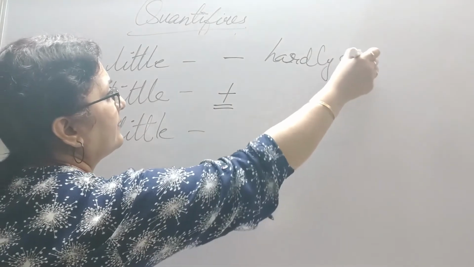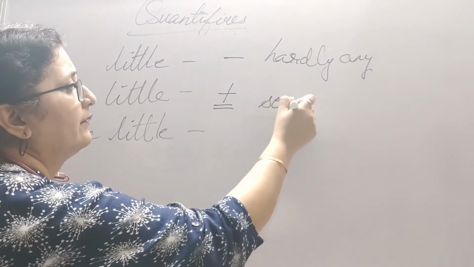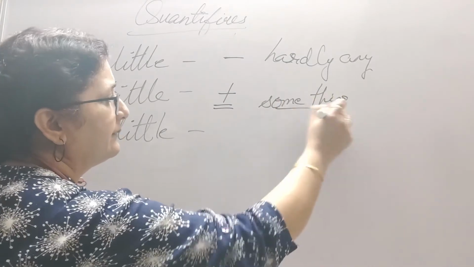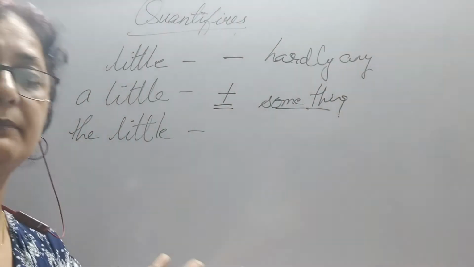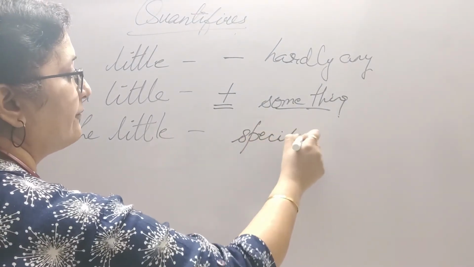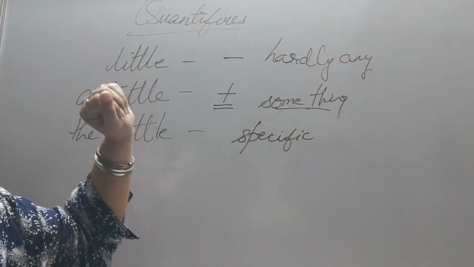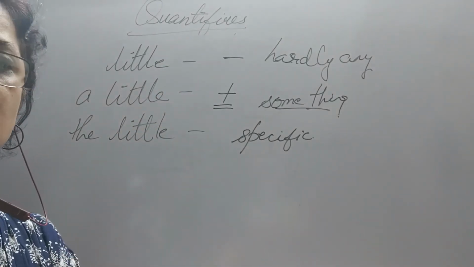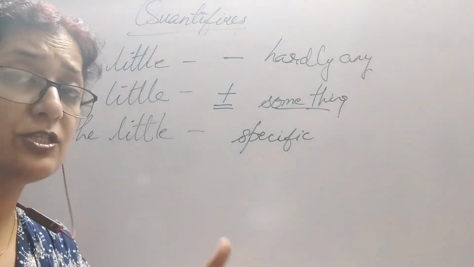There's hardly anything there. Then here being a little, that means there is something there. Some little thing is mentioned. Something is there. And the little, when we are talking about something specific which is already there. Like if I say, there was little sugar in the cup, that means hardly any. There wasn't much sugar there.